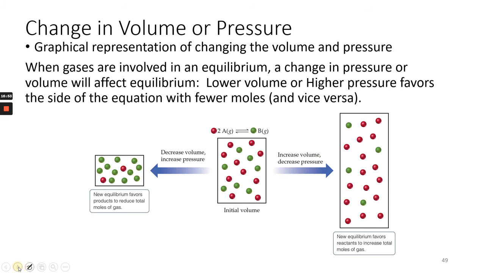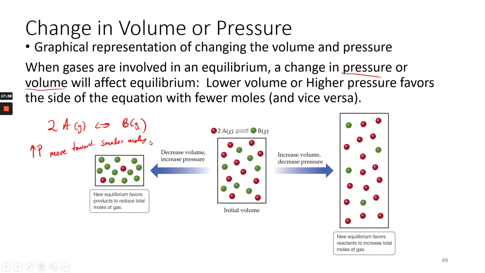So let's look at a graphical representation of the pressure or volume change. When gases are involved in equilibrium, a change in pressure or volume will affect the equilibrium. If I have a smaller volume, I have a higher pressure, and that will favor the side of the reaction with the fewer moles. So here we have this generic reaction of 2A going to B. If I increase pressure, first of all, I have gases and I have a different number of moles. It will move towards the smaller number of moles.